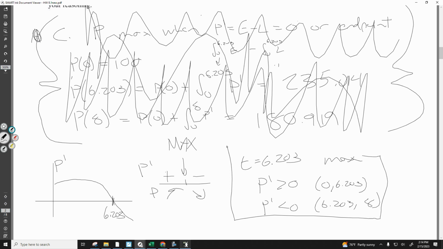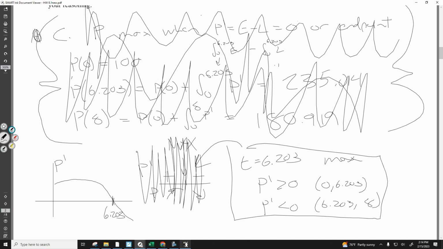This is the exact same thing as this. However, the AP test one year decided we don't like this. This is not sufficient. We like students to turn this into notation, which sucks. Let's be honest, it's so stupid. You know how to do a sign analysis. You know that that has to be the max just by looking at your sign analysis.